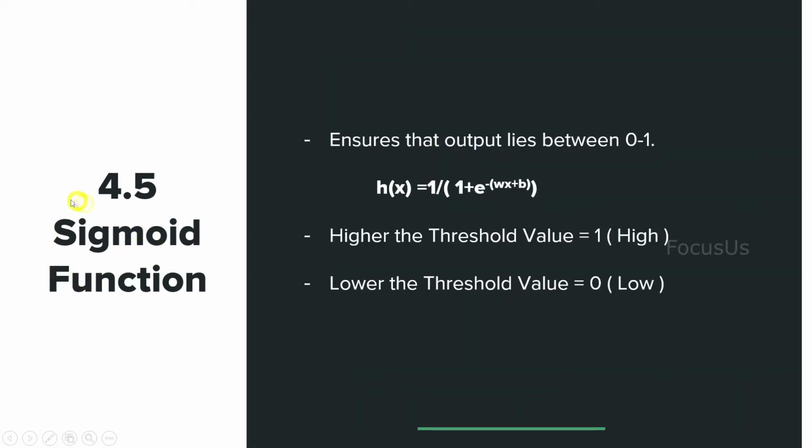And also there is something called the sigmoid function. So this formula basically ensures that the output lies between 0 and 1, hence the S-curve. Again, if the value is higher than the threshold, it is considered as 1, and if the value is lower than the threshold, then it is considered as 0.